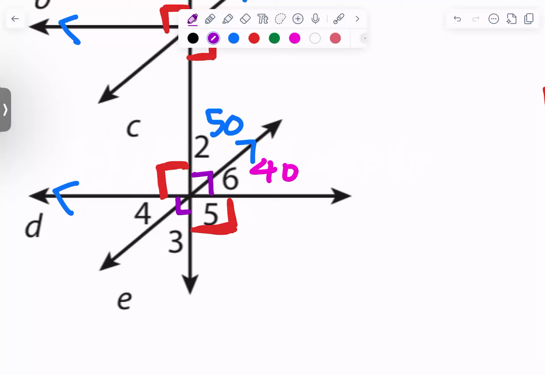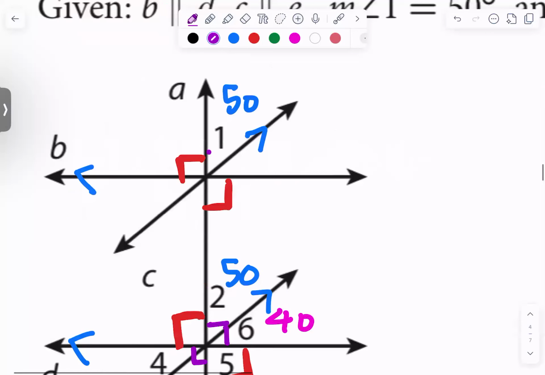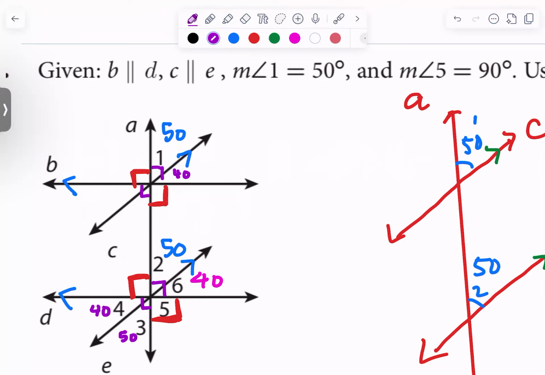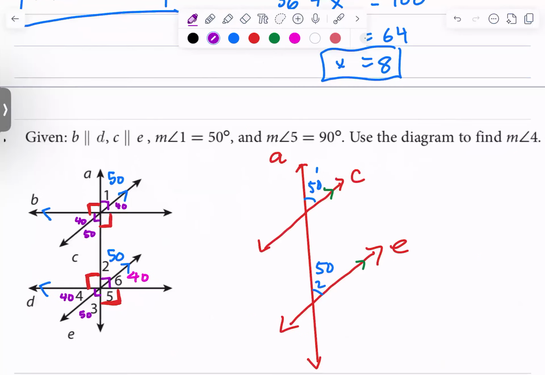Same thing up here. This is 90 and this is 90. So this is 40. And then we're going to use vertical angles to get angle 4. This is 40, and this is 50. This is 40 and this is 50. Cool. I just got all the angles.